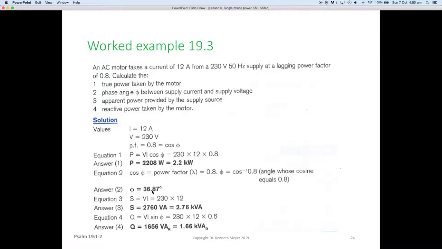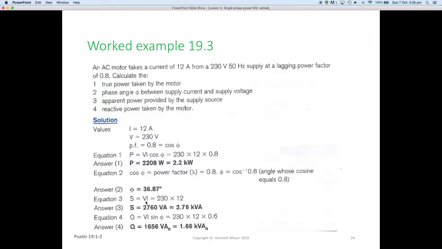So the next thing we need to do is equation two. We need to find out what the power factor is, the cos power factor lambda is 0.8. So we can now work out the angle. So simply cos to the minus 1 of 0.8, put that into your calculator, will tell you the angle. So now we have answer two. We know we have an angle of 36.87 degrees.